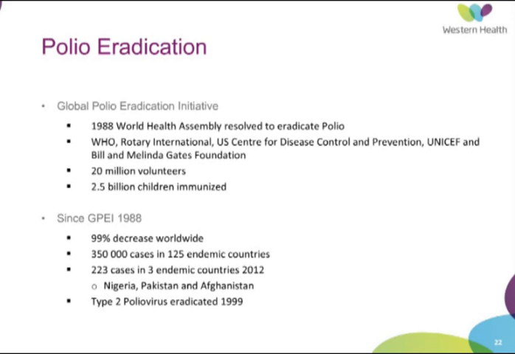In 1988, there were 350,000 cases in 125 endemic countries, and then in 2012, this has been reduced to a reported 223 cases worldwide, and only 3 endemic countries remaining, which I think is pretty amazing. Type 2 poliovirus was certified eradicated in 1999, and there's just, in these 3 countries now, type 1 and type 3 remaining.